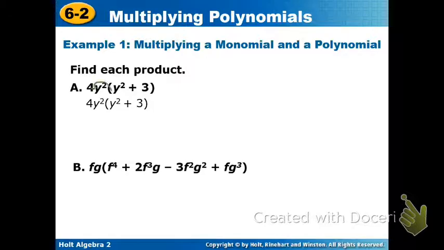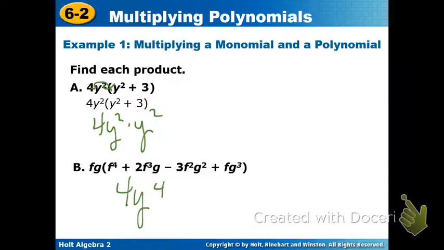Okay. So 4y squared times y squared is going to give me what? 4y to the fourth. And then go back again. 4y squared times 3 is going to give me what? 12y to the second. Okay.